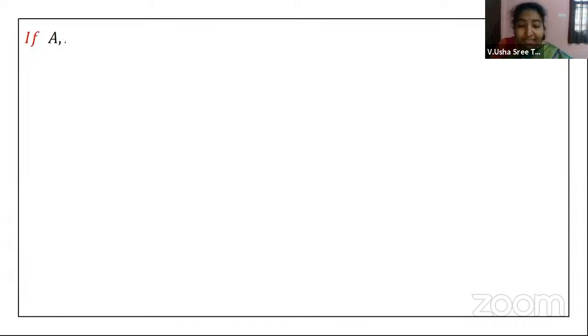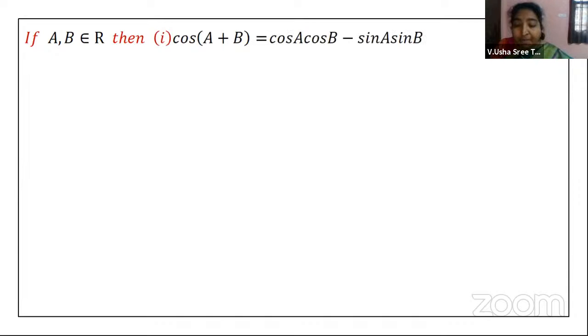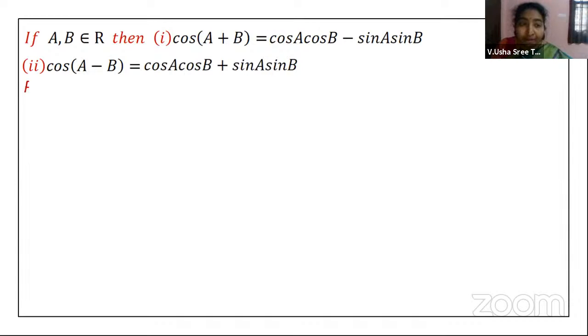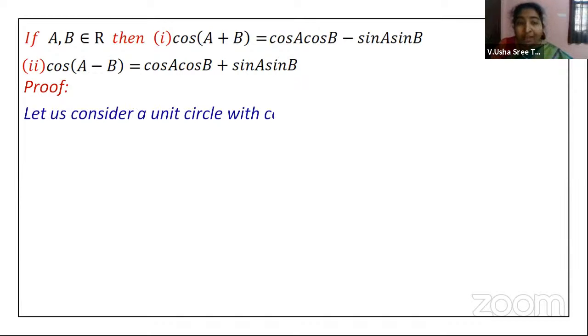We'll start this by taking a cos function proof, children. If A, B are from the real number set, then cos of A plus B is equal to cos A cos B minus sin A sin B. And cos of A minus B is equal to cos A cos B plus sin A sin B. To prove this statement, we will start taking a small proof with the help of a diagram so that the concept will be clear. Okay.